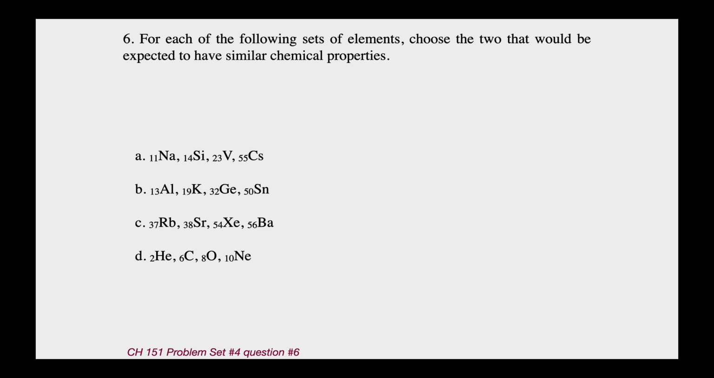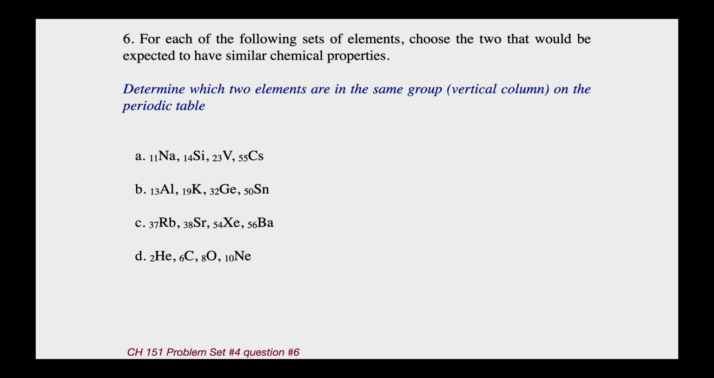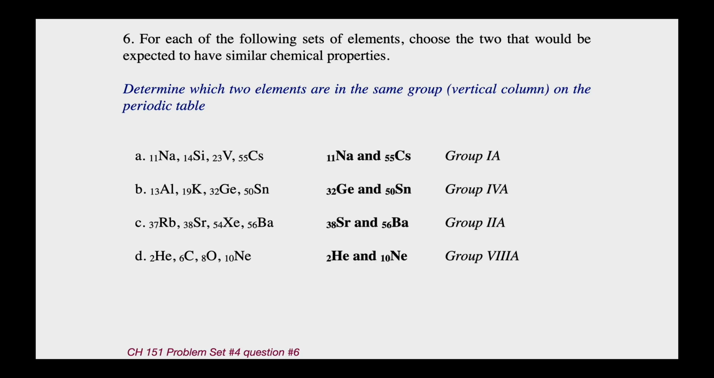So for example, on the first one, sodium and cesium, Na and Cs, are both group 1A metals. So we would expect those 2 to have similar properties. So again, we're going to look at the same group, the same vertical column on the periodic table, and definitely the first 2 are in group 1A.